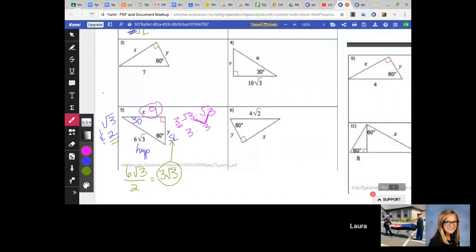Mom, find my pop. You found the Pop-Tart? Okay.